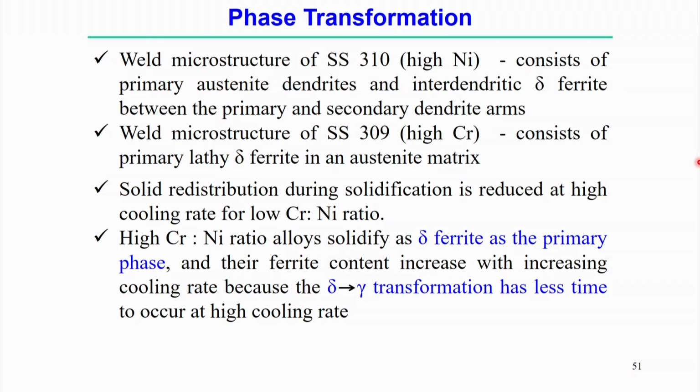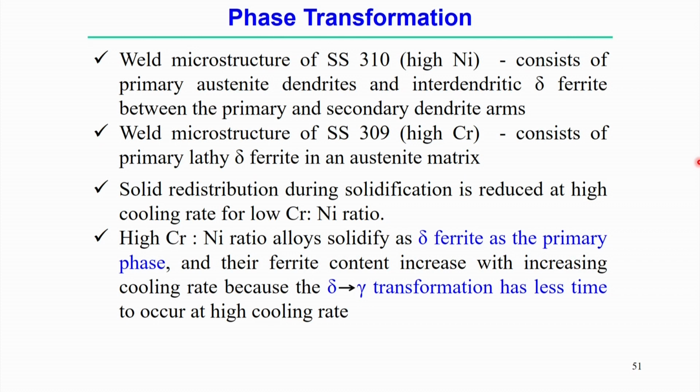But if the chromium to nickel ratio is very high, in this case delta ferrite is the primary phase, and the ferrite content increases with increasing cooling rate, because the transformation from delta ferrite to austenite has less time to occur at high cooling rate.